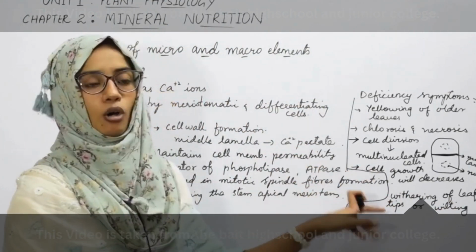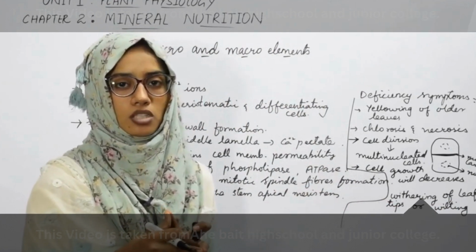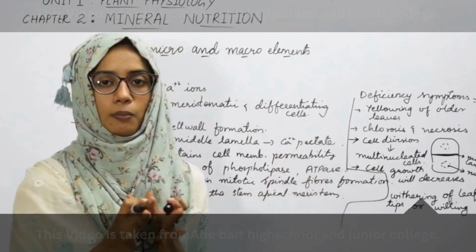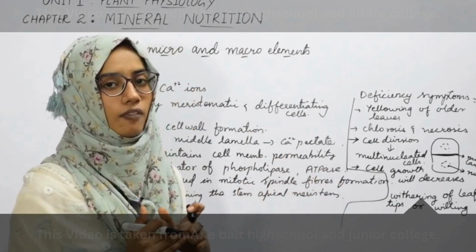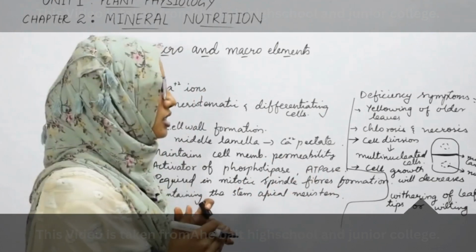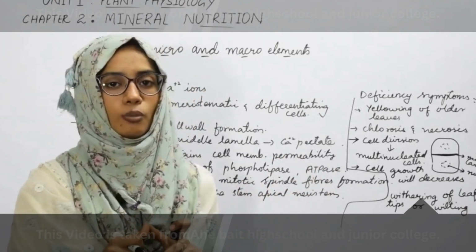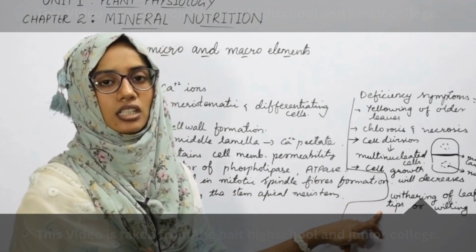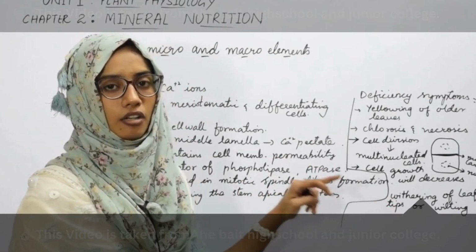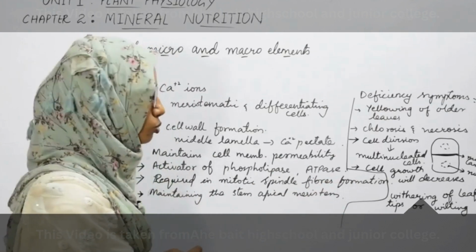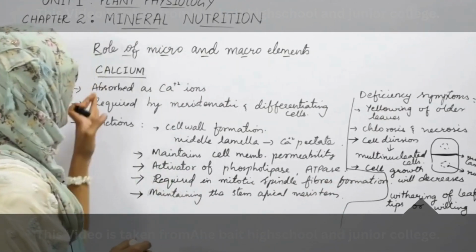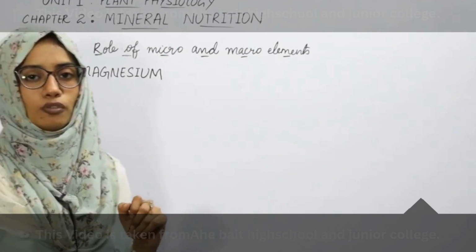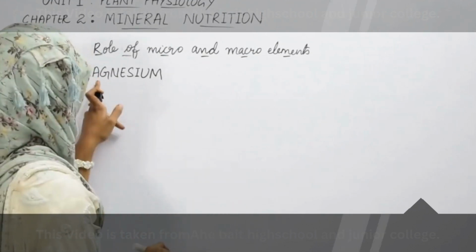If the wilting or withering of the leaf tips is seen in the plant body, then the economic value of the plants and its parts is going to decrease. The withering of the leaf tips bends the structure of the plant and it reduces the economic value. So, this is about the element calcium. Let us move to the next element, that is magnesium.